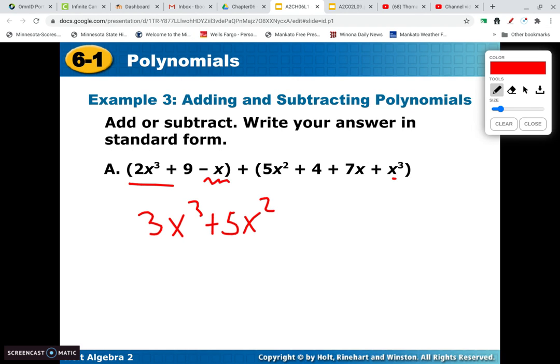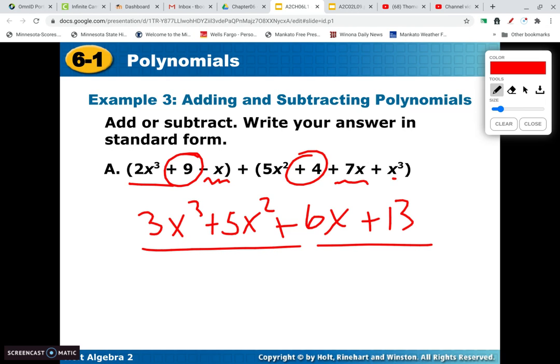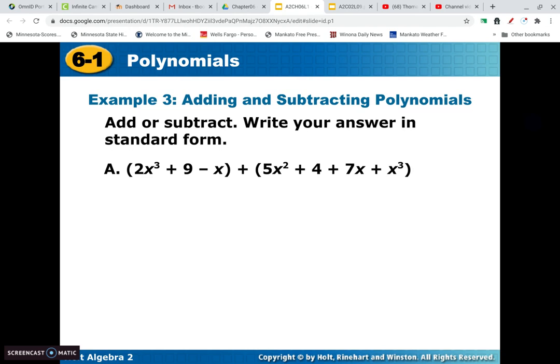We can take the negative x and the 7x to get a 6x. And then we have a positive 9 and a positive 4 for a positive 13. And by doing that, we're already in standard polynomial form, which is exactly what we want to do. It helps make sure to go through so you don't forget anything as you mark those off.